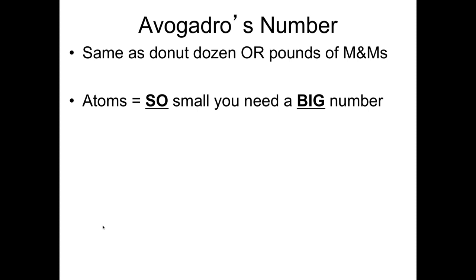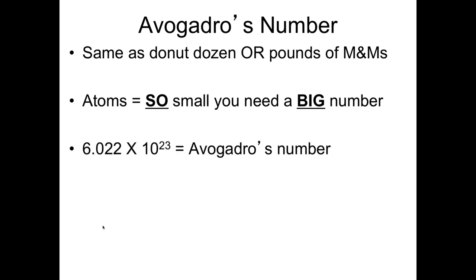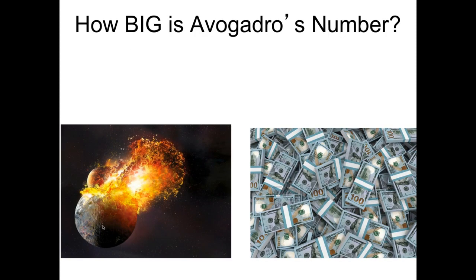So you think about a dozen, there's 12 donuts in a dozen, and in a pound of M&Ms, there's thousands of M&Ms. Because atoms are even smaller than that, you're going to need a really big number to accomplish that. And that large number is 6.022 times 10 to the 23rd, which is Avogadro's number. And Avogadro's number equals 1 mole. So the next thing is, how big is Avogadro's number? So I'm going to pose this question for you.